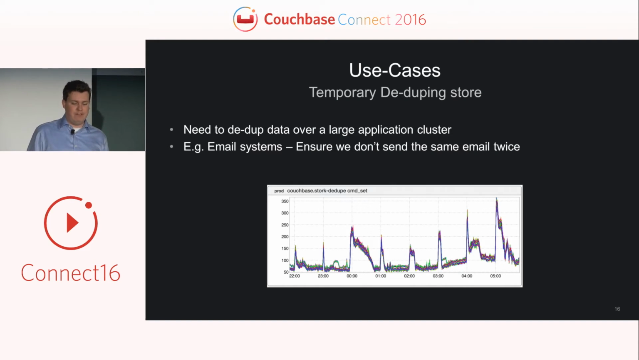As you can see on the graph here, this is the number of set operations we do into that Couchbase bucket. At the top of every hour is when we process and send a lot of email. So we store these unique email identifiers. Of course, when the email system is consuming these messages, we check in Couchbase whether we've already consumed that message and sent that email.